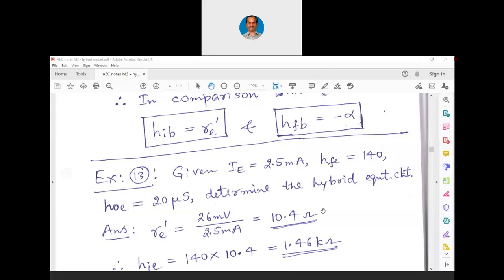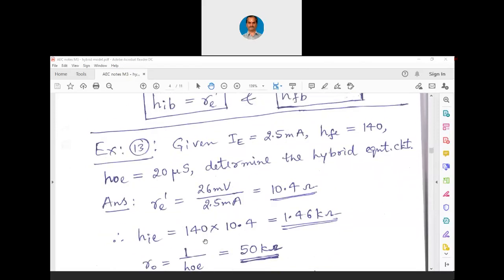Lokesh, very good. Your answer is also correct. Both students have given me the answer. So HI is 1.46 kilo ohms. So R naught is 1 over HOE equals 50 kilo ohms. Already Sayan had given this answer.